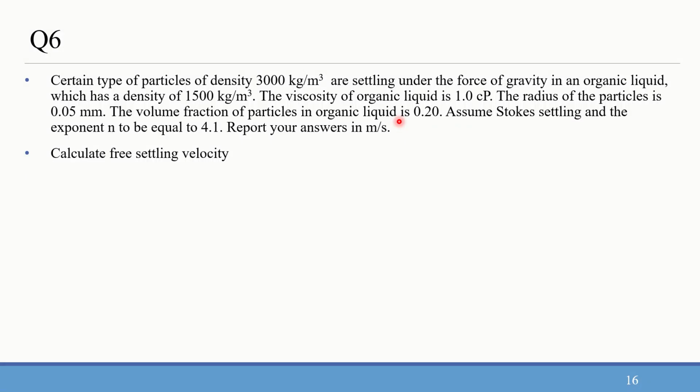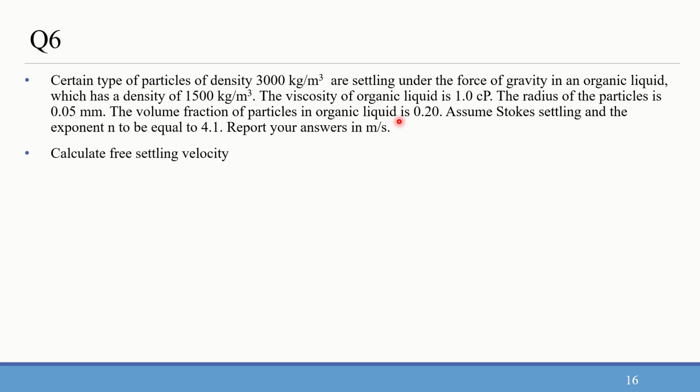Calculate the free settling velocity. So what is given in the question? We are told that a certain type of particle whose density is 3000 kg per meter cube is settling under the force of gravity in a liquid which has a density of 1500 kg per meter cube, and the viscosity of that liquid is 1 centipoise. 1 centipoise is equal to 0.001 Pascal second. And the radius of the particles is 0.05 mm, or 5 into 10 power minus 5 meter, and the diameter is 2 times that, which is 10 power minus 4 meter.